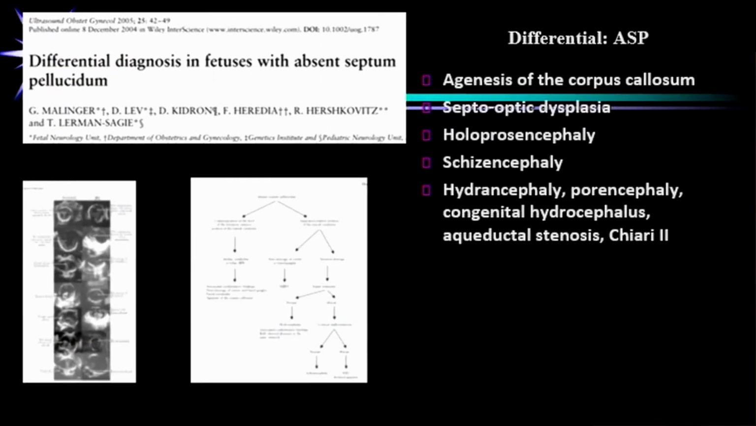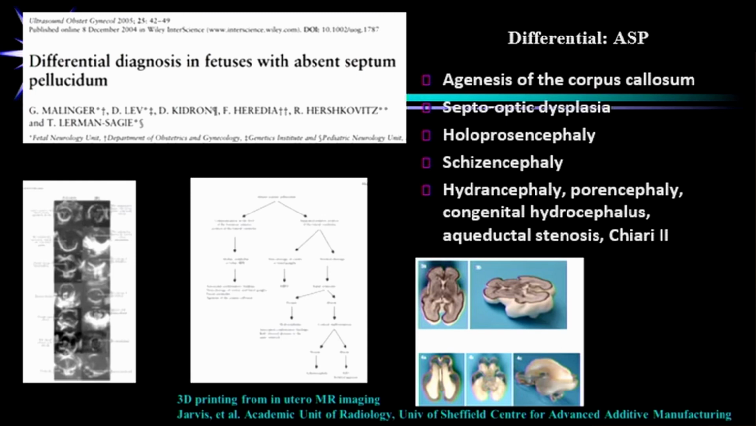As Dr. Mallinger pointed out in this very important paper on the differential diagnosis in fetuses with absent septum pellucidum, the differential for ASP, or absent septum pellucidum, includes agenesis of the corpus callosum, septo-optic dysplasia, holoprosencephaly, schizencephaly, porencephaly, hydrocephalus, and Chiari malformations. Therefore, if you understand the septum pellucidum and absent septum pellucidum, you will also understand quite a bit of the pathology which we are expected to counsel our patients on.